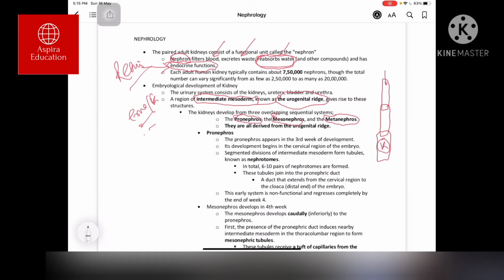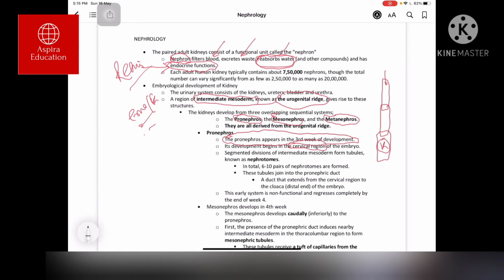Let's see the pronephros. The pronephros has appeared in many MRCP question papers. The pronephros appears in the third week of development. The third week of gestation is very important because it marks the beginning of the primitive kidney, which is the pronephros. And where does it begin? It actually begins in the cervical region of the embryo. Cervical region means where the neck, where the throat should be.